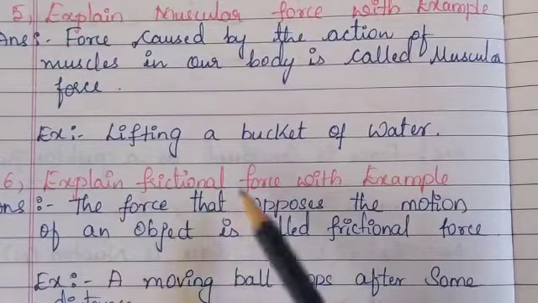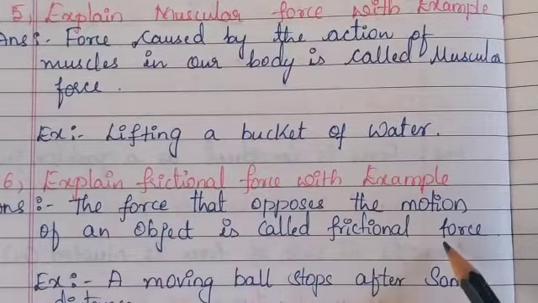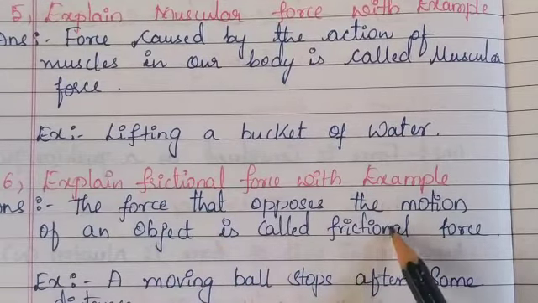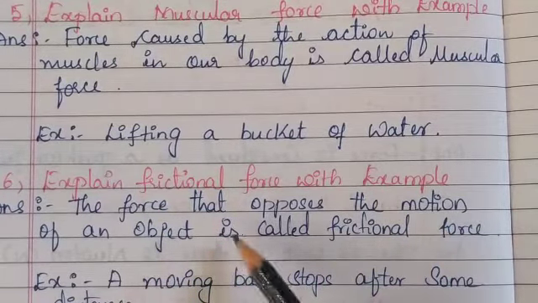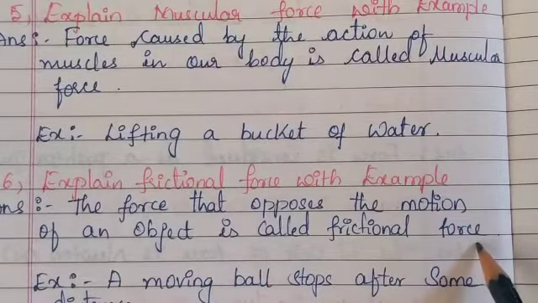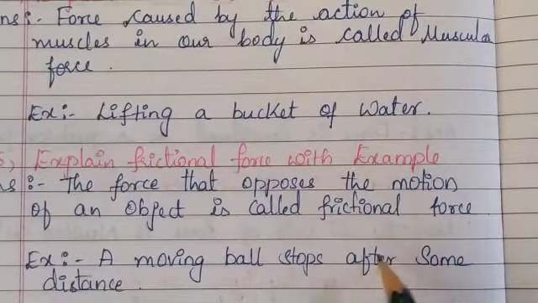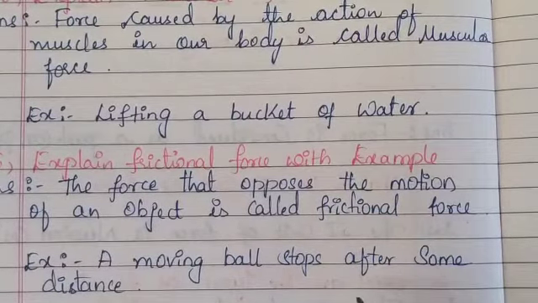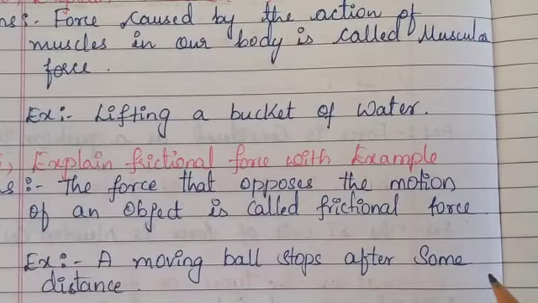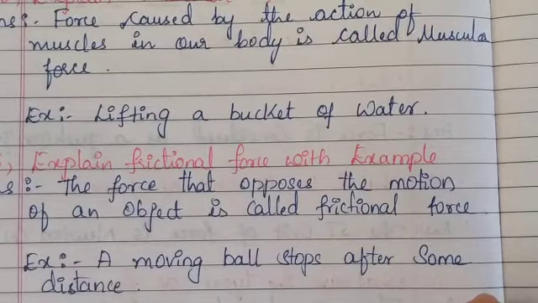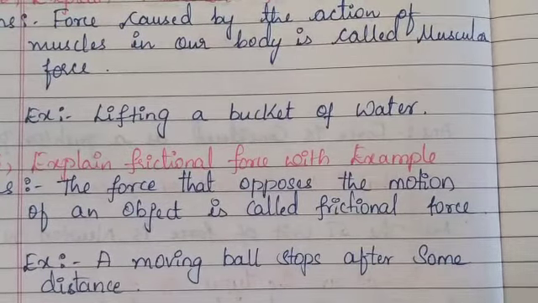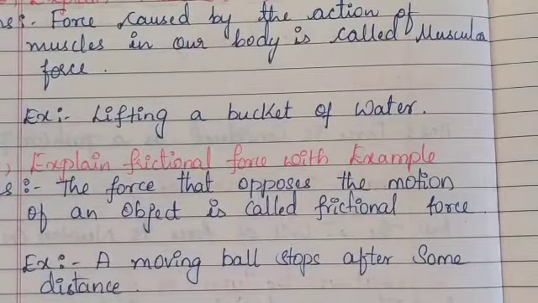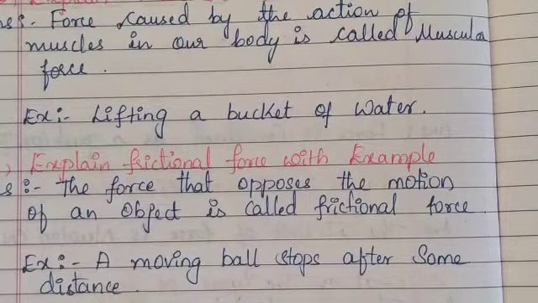Next, explain frictional force with an example. The next force is frictional force. A force that opposes the motion of an object is called the frictional force. For example, a ball is moving in this direction, and after some time that ball will stop moving. Why will that ball stop moving? Because of the frictional force, which acts in the direction opposite to the direction of the motion. Because of that, the ball stops.